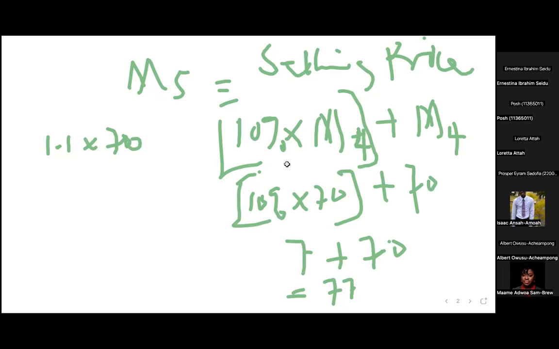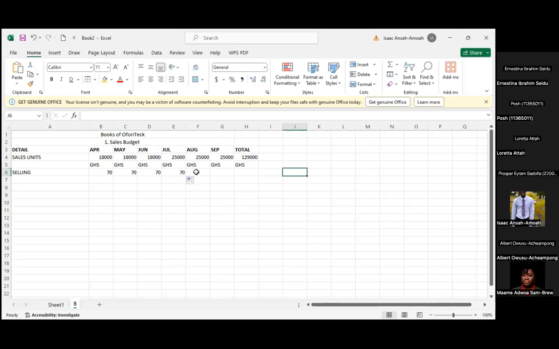Okay. So we're trying to find the selling price here. The policy is that the organization increases its price further by 10% thereafter. So we're saying that for us to know the selling price here, it's supposed to be 1.1 times 70, and that gives us 77.